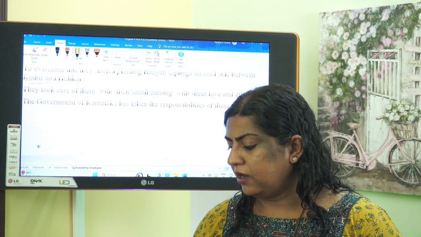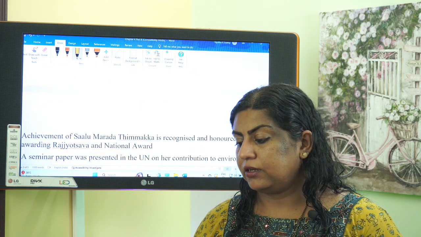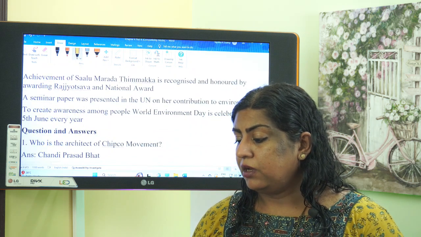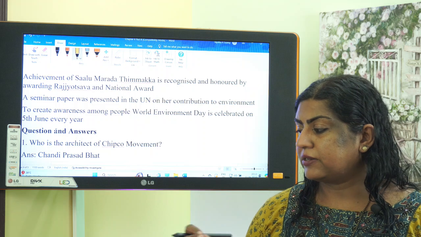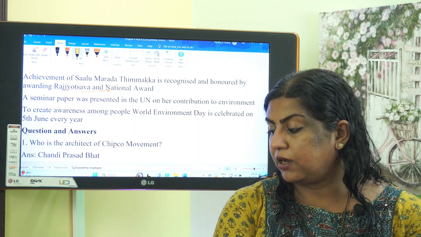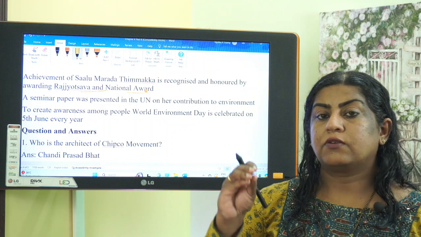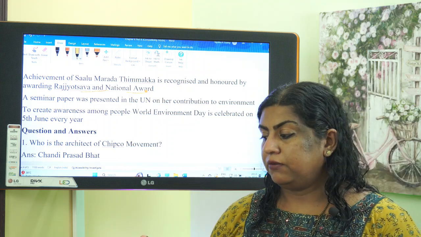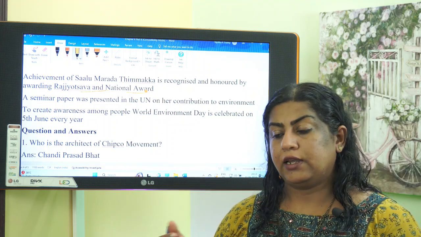All these are some of the points regarding your environment movement. The achievements of Salumarada Timmaka are recognized and honored by awarding the Rajyotsava and National Award. So that point is also there. They have been honored with the Rajyotsava and National Award.